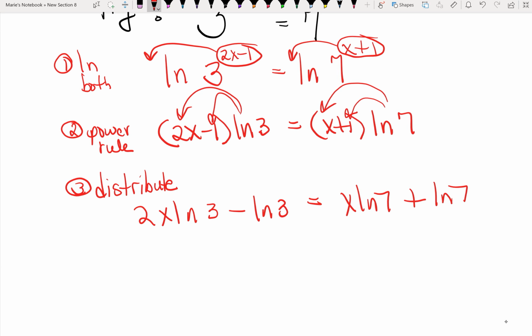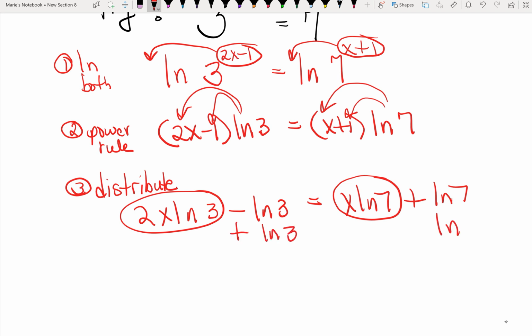I'm now looking at which terms have an x. So both of these have an x and these two do not. So I'm going to add natural log of 3 and cancel it over here and bring it to this side. I'm going to cancel x natural log of 7 on this side, and I'm going to bring it over here as x natural log of 7.